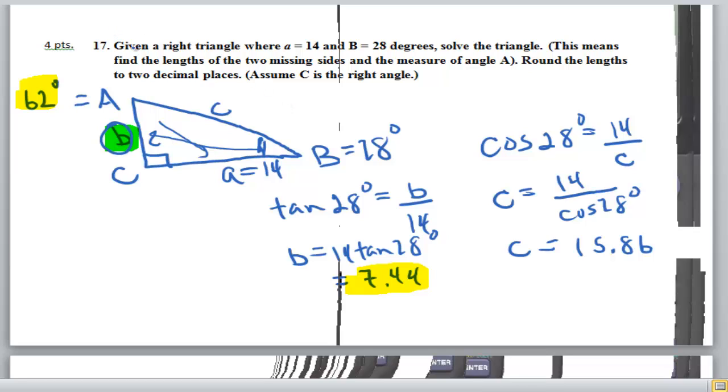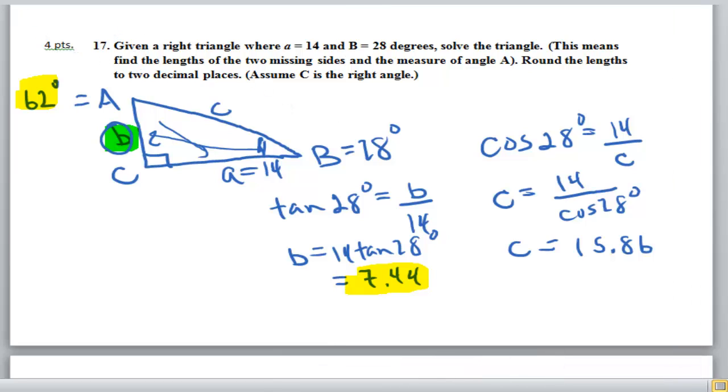And does this make sense? Yes, because the hypotenuse should be the longest side, and the bigger leg, which is A, should be opposite the bigger angle, which is 62, which makes sense, and then the smaller leg, which is 7.44, should be opposite the smaller angle, which is only 28.